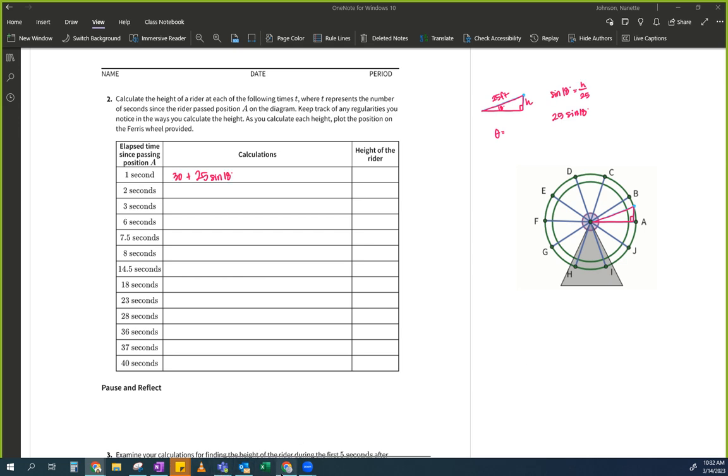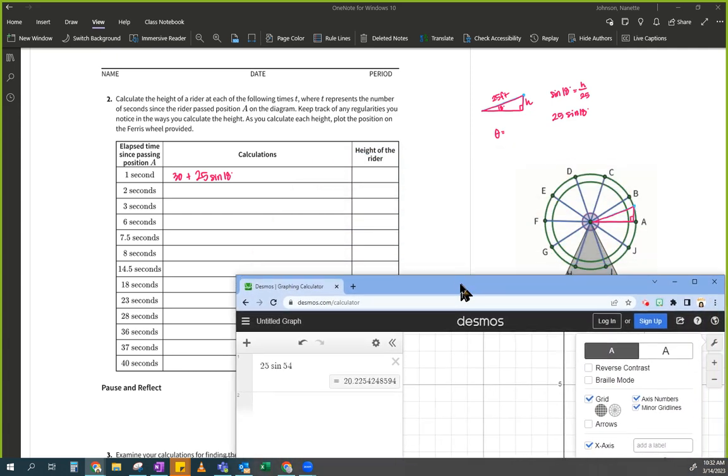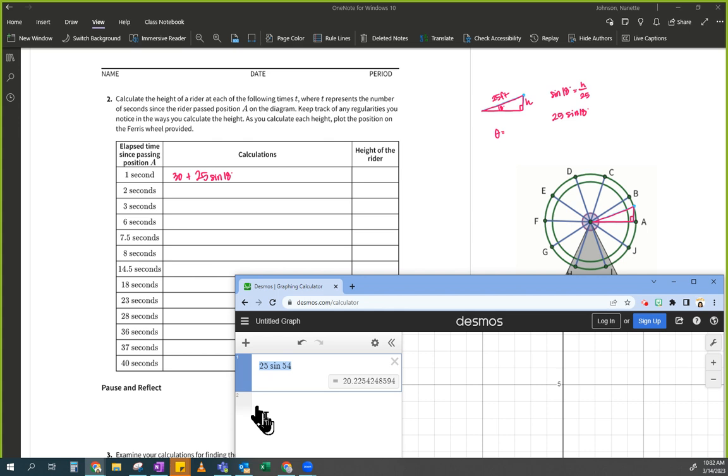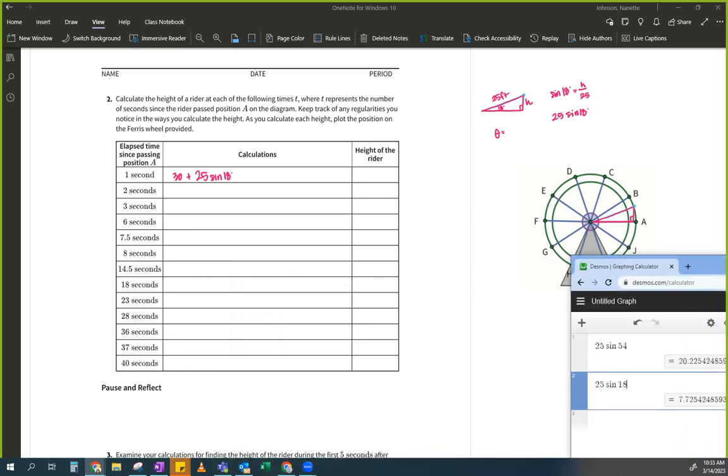What is it? Hold on, I gotta find my calculator. Oh, isn't that convenient? I already had that. So I'm just gonna copy this. And then I'll go here with 18 this time, and it's 7.7. I already checked it's in degrees. So my answer is going to be 7.7. Don't think that that's the answer. You got to add your 30 to it. So then we got 37.7 feet.